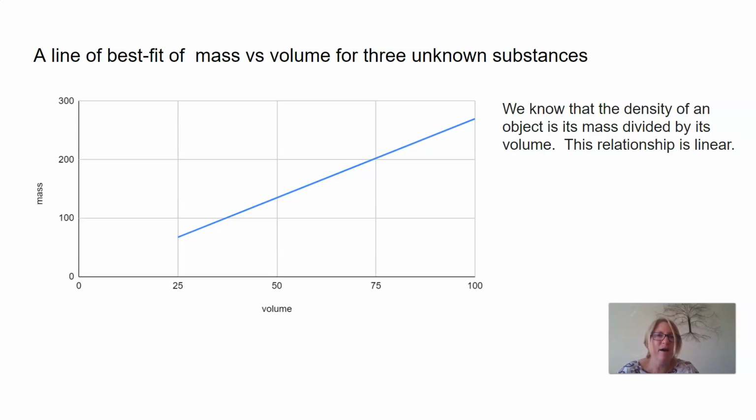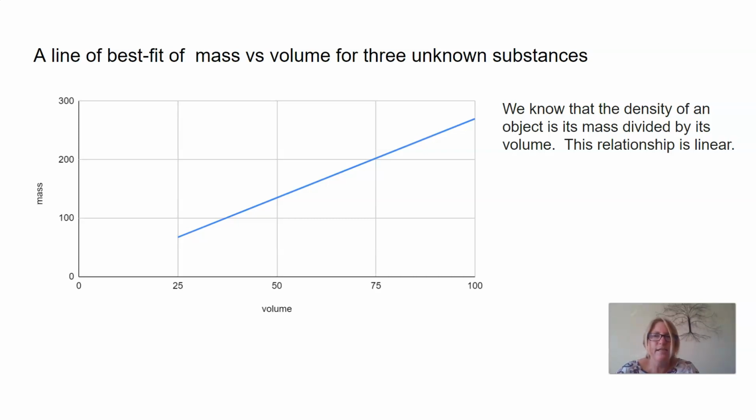And just a reminder of everything we need to remember about graphing skills. So I know that this graph is missing a couple of things. So pause the screen for a moment and go over everything that a graph needs to have. So if we think about it, it needs a heading. So it's a line of best fit of mass versus volume for 3 unknown substances or 3 unknown blocks.